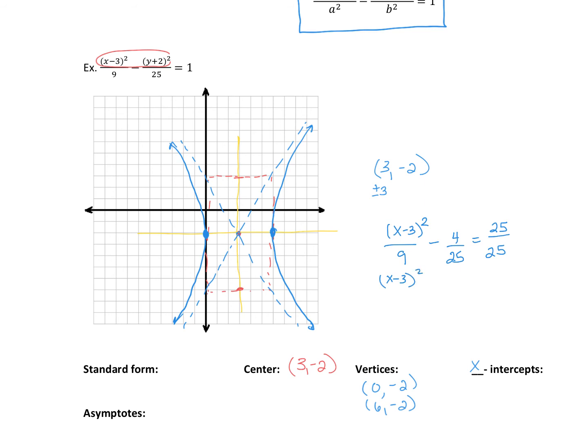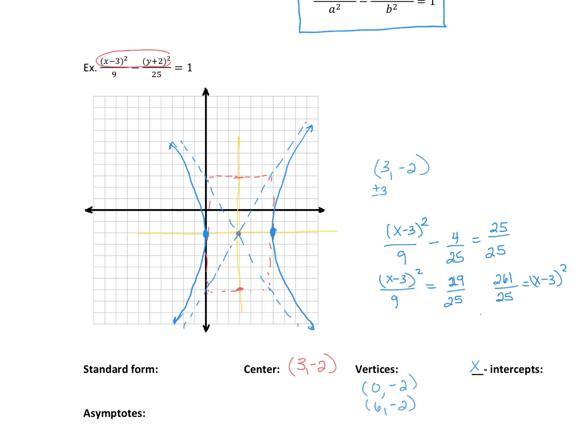So if I add 4/25ths, I get 29/25. If I multiply then by 9, I get 261/25. And then I can take the square root of each side and then add 3.